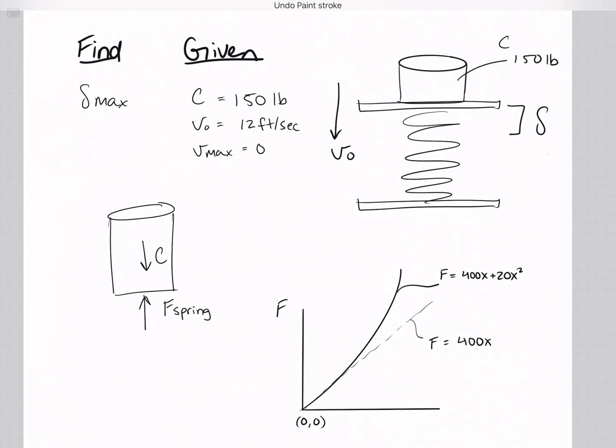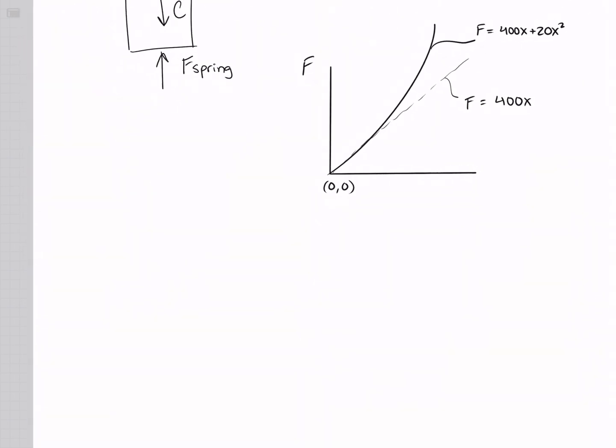Here we have a problem where we will use the energy equation again. We're solving for the maximum distance that this spring has to travel, and that will be compressed. When we do this problem, we need to take into account the energy of the cylinder mass and the energy of the force from the spring. So let's get started.